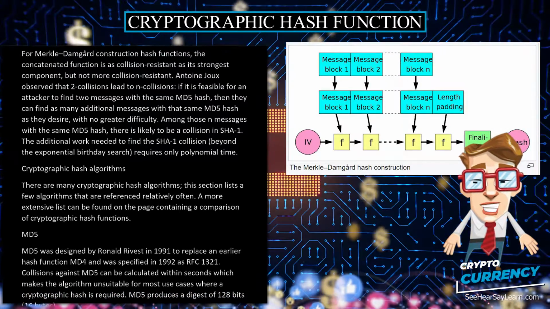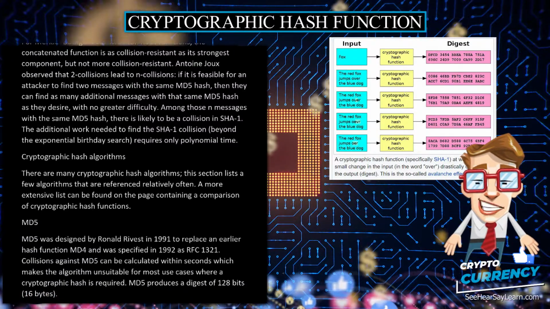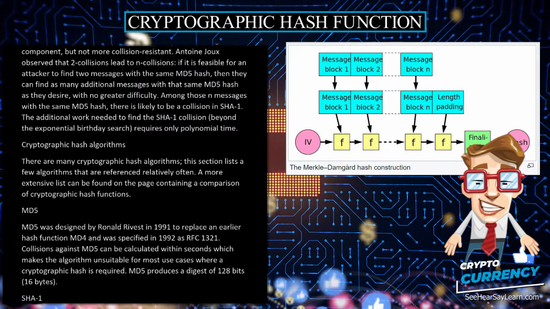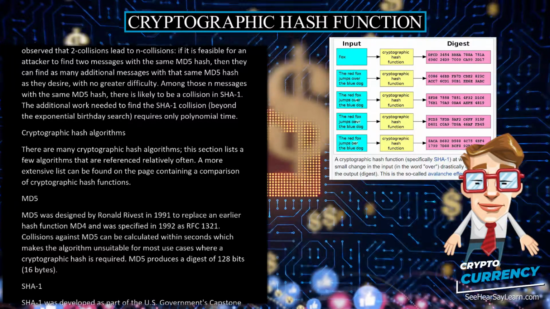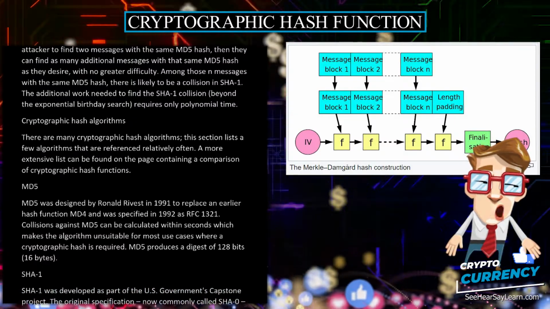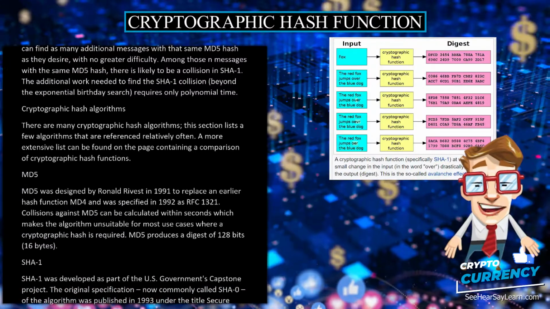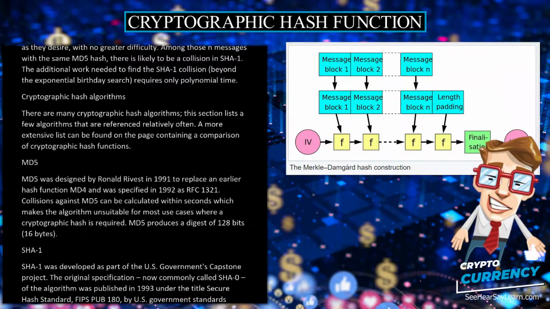Collisions against the full SHA-1 algorithm can be produced using the shattered attack, and the hash function should be considered broken. SHA-1 produces a hash digest of 160 bits, 20 bytes. Documents may refer to SHA-1 as just SHA, even though this may conflict with the other secure hash algorithms such as SHA-0, SHA-2, and SHA-3.